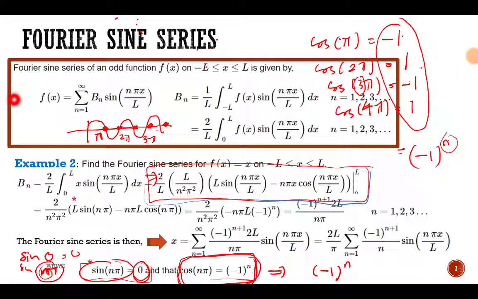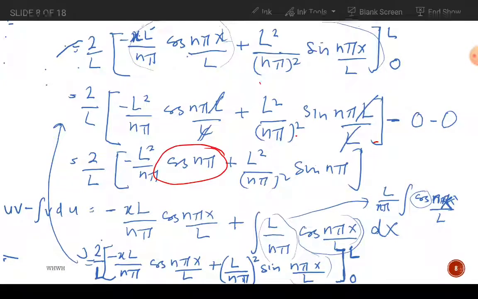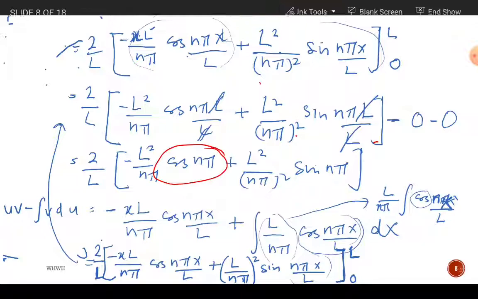Whereas untuk cos pula, tak kisahlah n tu ganjil ke, dia akan alternate lah. Kalau n tu ganjil dia akan jadi negatif 1. Kalau n tu genap or even, dia akan jadi positif 1. Okay? So, that's why jawapan kita yang kat sini akan jadi, saya sapu dulu yang ni.